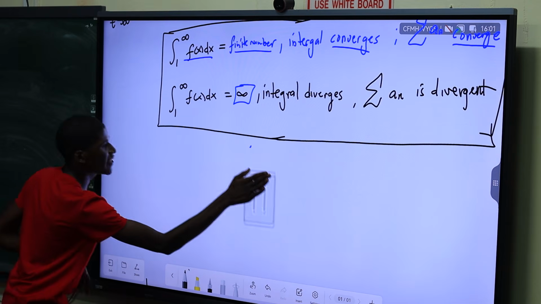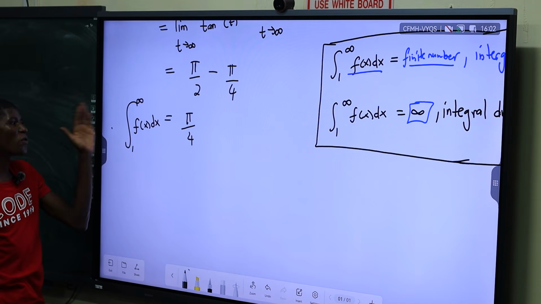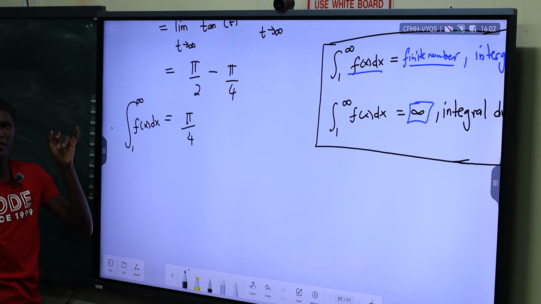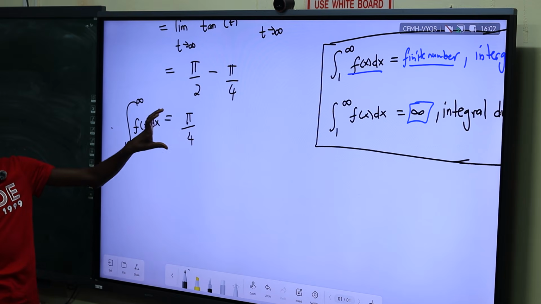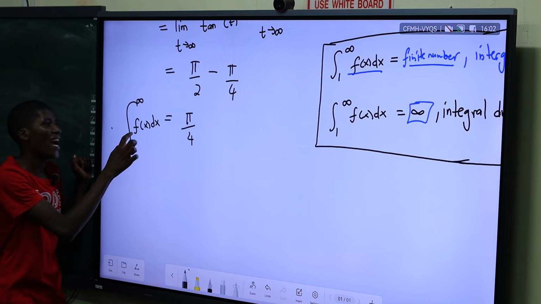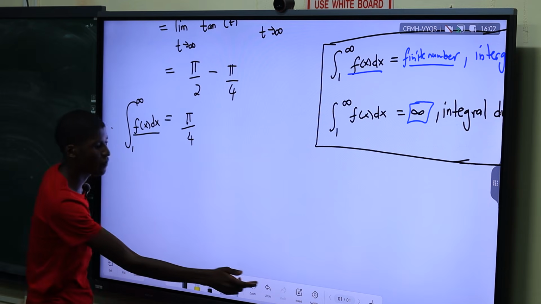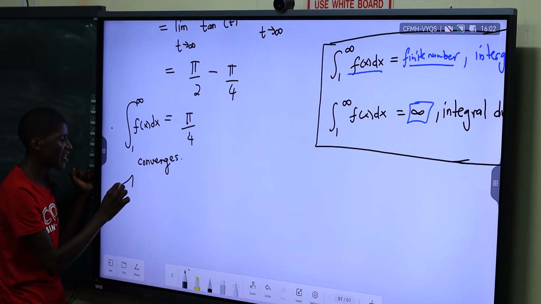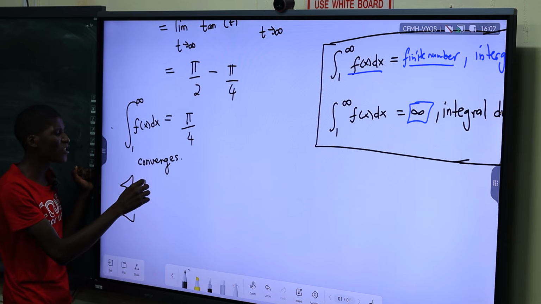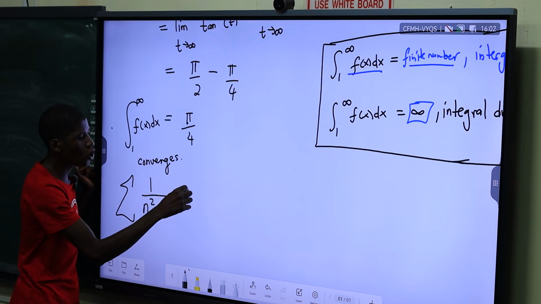Now, for this particular problem, pi over 4 is the integral. Is this going to be a convergent or a divergent integral? Convergent, because we are finding a finite number, pi over 4. You can see the area under this curve is growing towards pi over 4, and it will never pass pi over 4. So the integral converges. This also means the series that I had at first, 1 over n squared plus 1, also converges.